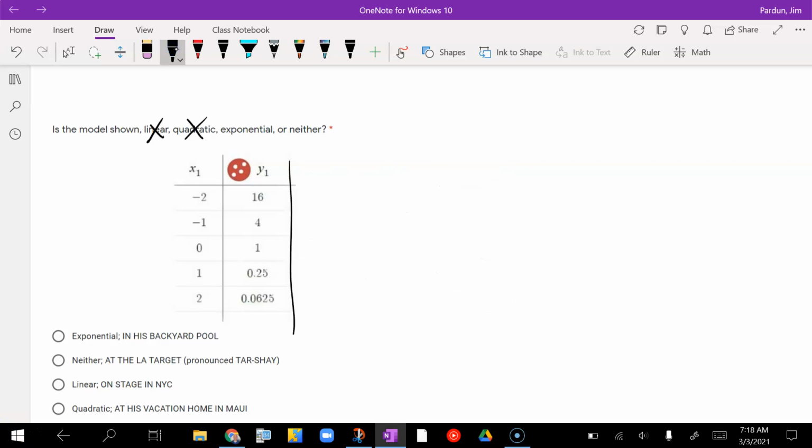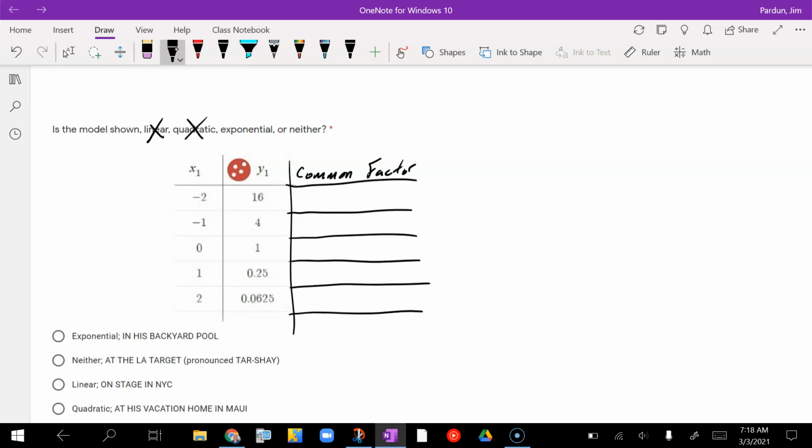So I'm going to erase those, and I'm going to make another column for a common factor. Now, to find a common factor, factor means multiplication. So I want to know, what am I multiplying 16 by to get 4? What am I multiplying 4 by to get 1? And so on. So to find what I'm multiplying 16 by to get 4, I can simply take 16 divided by 4. That gives me 4.